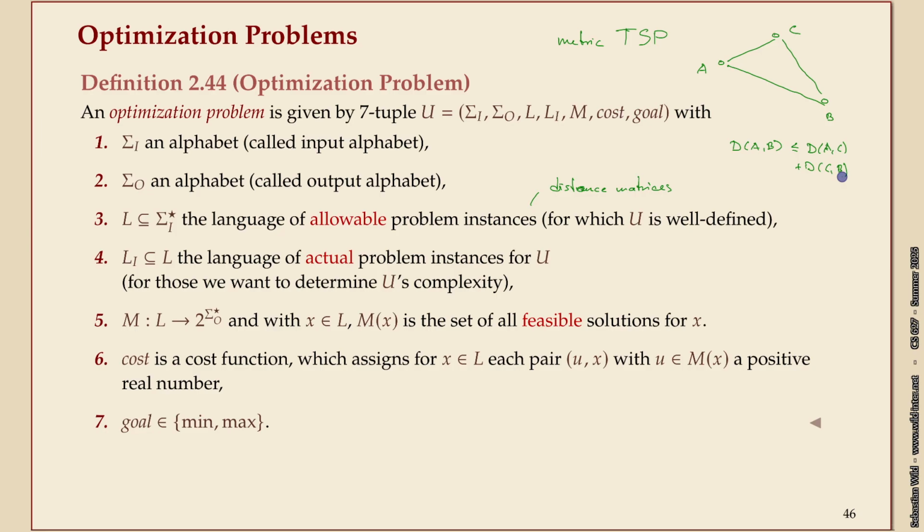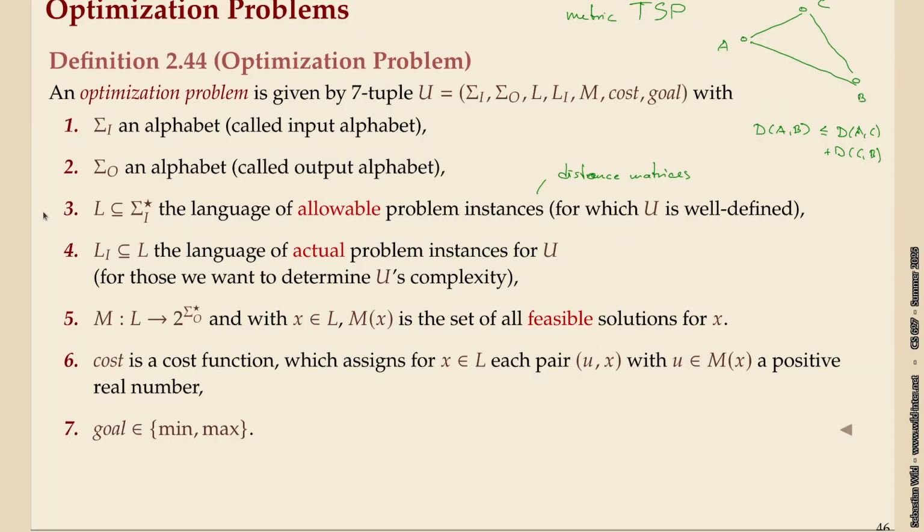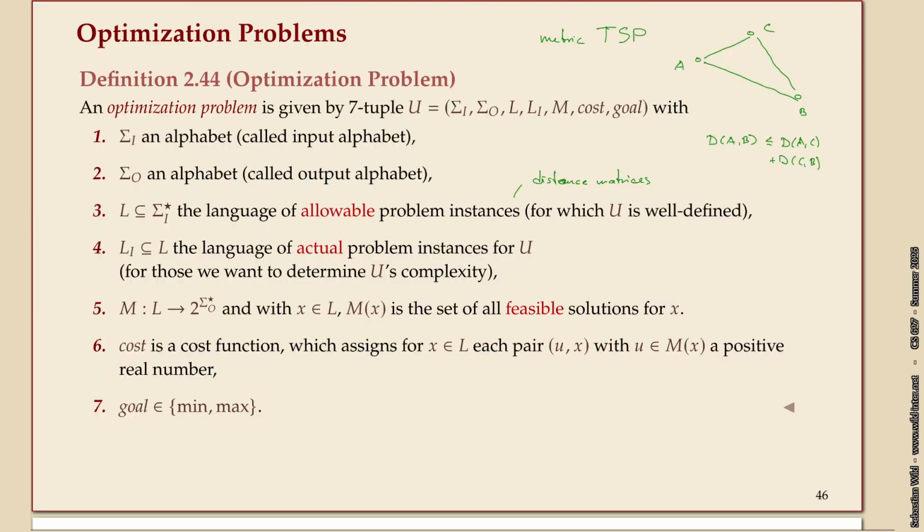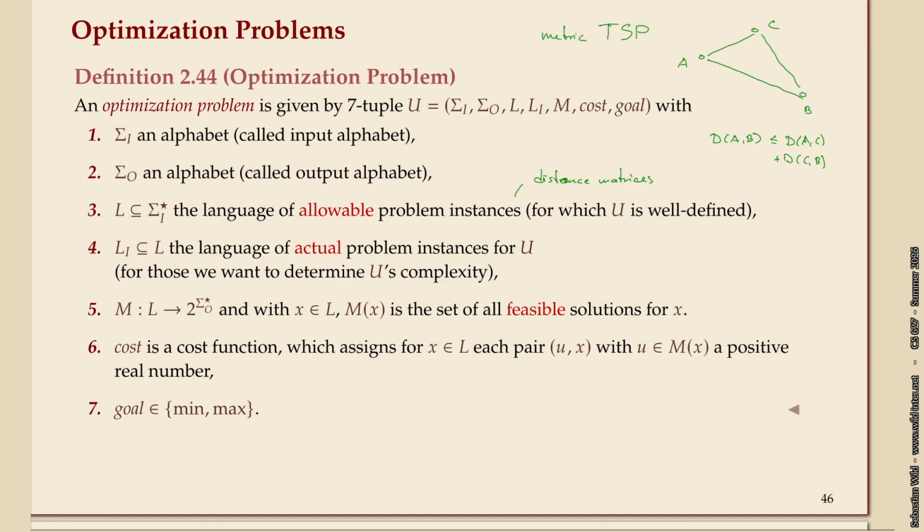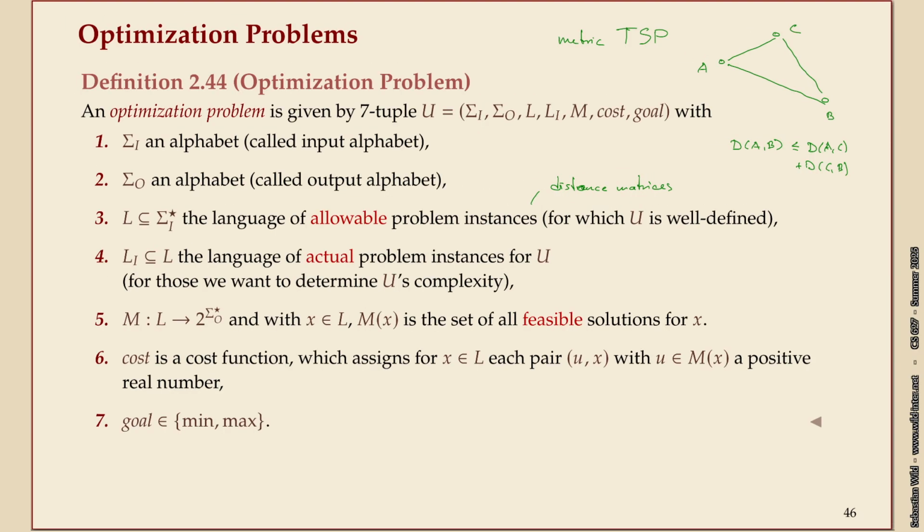This is a very natural condition, but if you just specify a matrix of numbers, this is not guaranteed, right? It may not be satisfied. Okay, so in general this may be violated, but let's suppose we look at metric TSP where we only allow instances that satisfy this. So the actual problem instances would be metric distance matrices. And again, some encoding thereof.